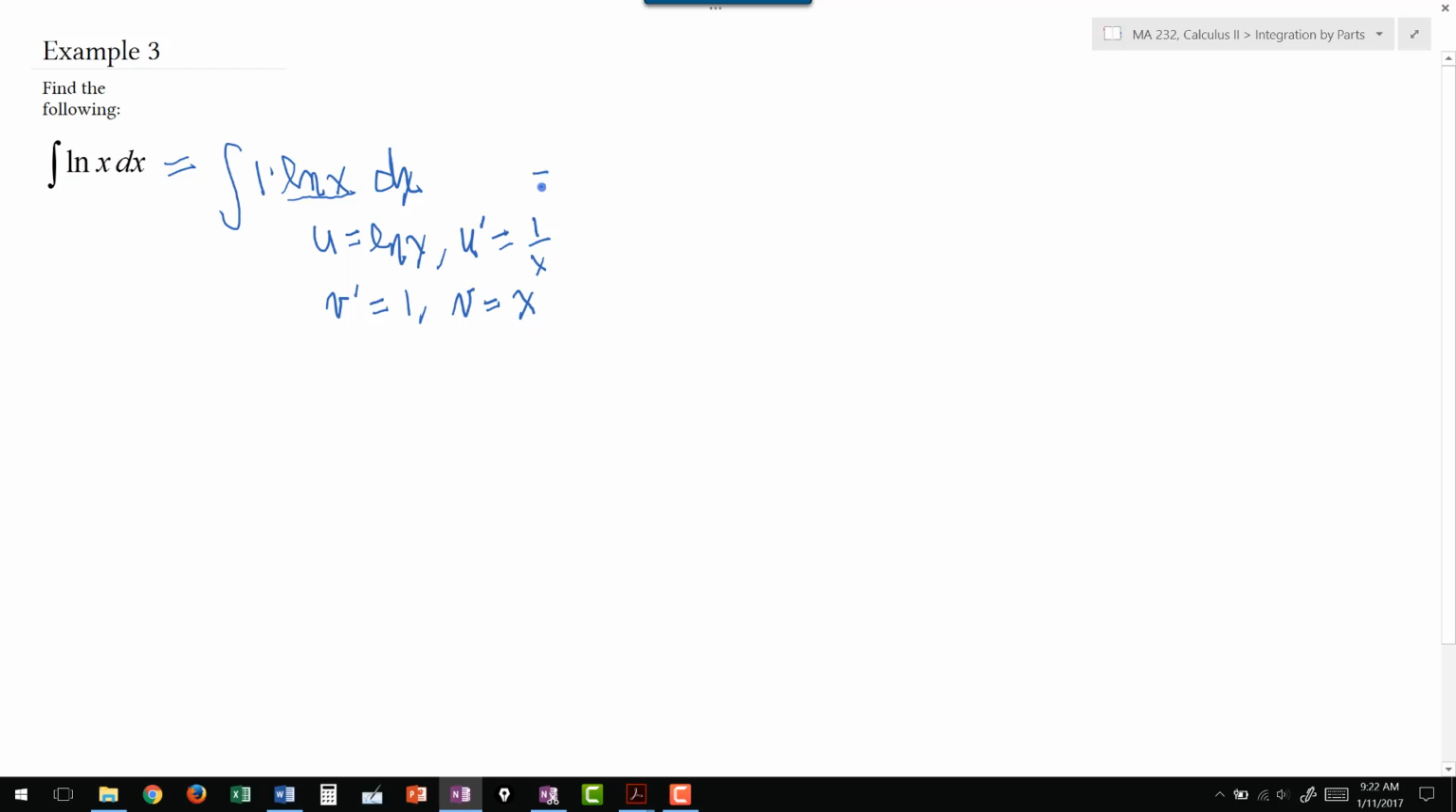Now applying our parts formula, we get u times v. So I'm going to write that as, well, it's natural log x times x. I'll write that as x times natural log x. And then minus the integral of v u prime. So that's going to be x times 1 over x dx. All right, so I can simplify inside the integral.